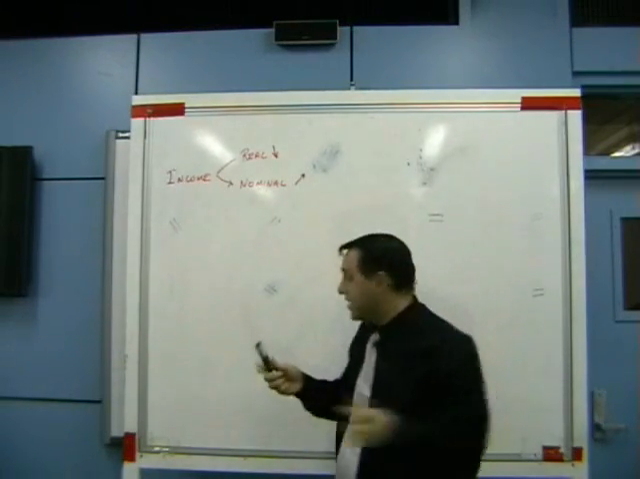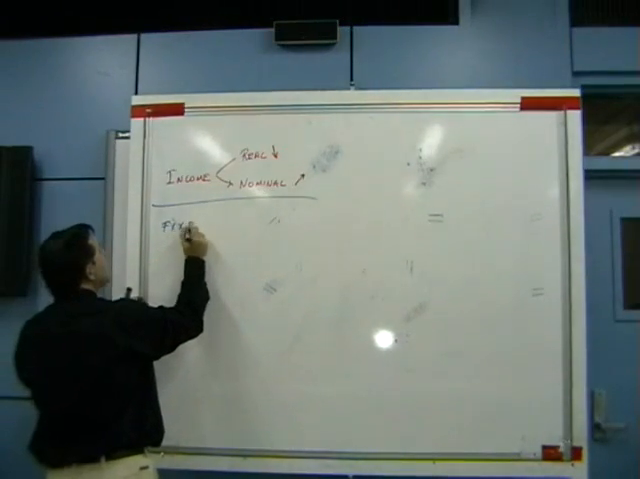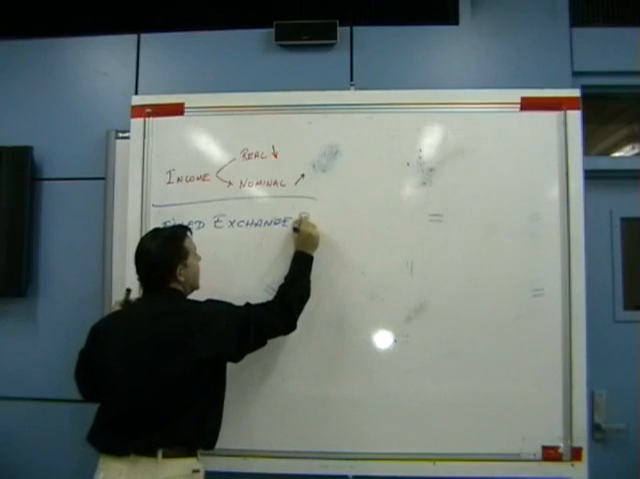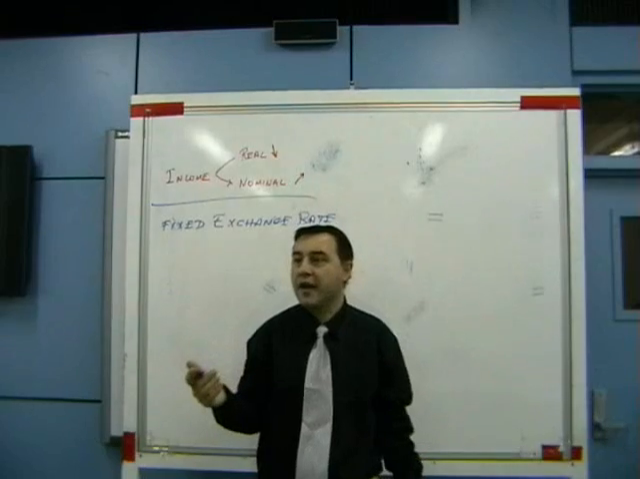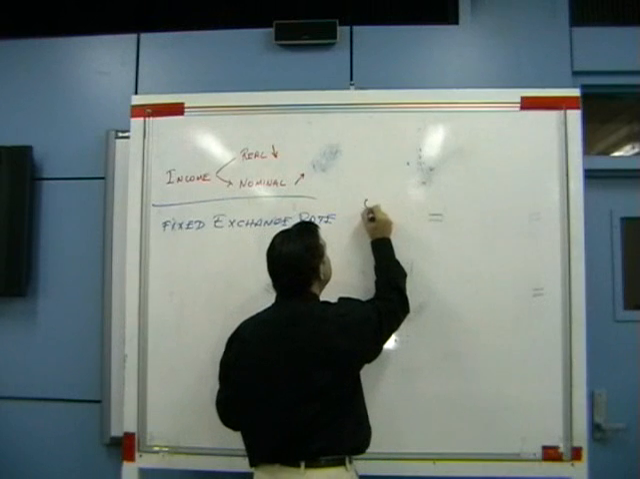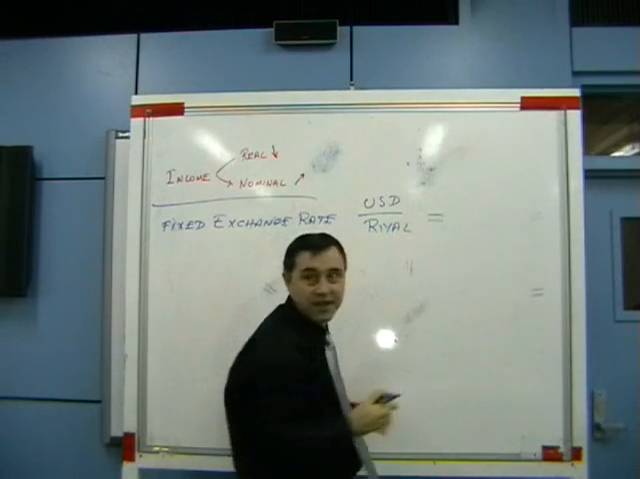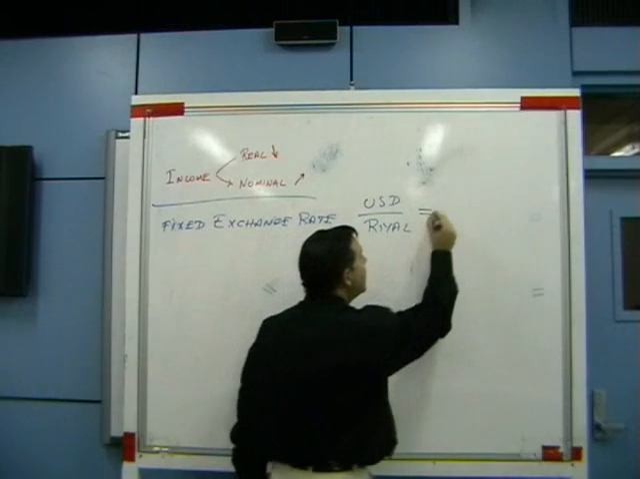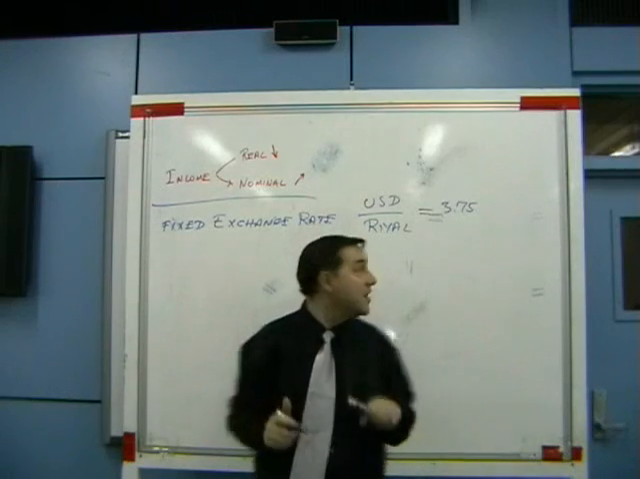Yes, nothing to do. Okay, so what it has to do with is what is called the fixed exchange rate. What is the fixed exchange rate today? 3.75. Okay, 3.75. So we call it USD divided by Riyal, or Riyal divided by USD? USD divided by Riyal gets 3.75. This simply means the following.